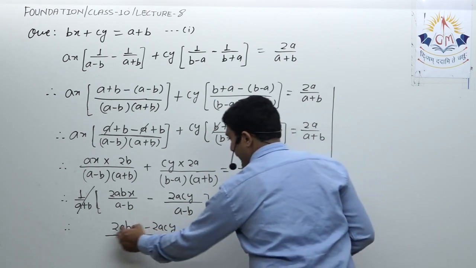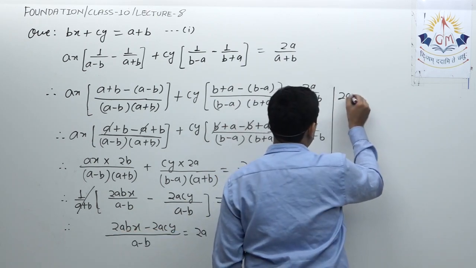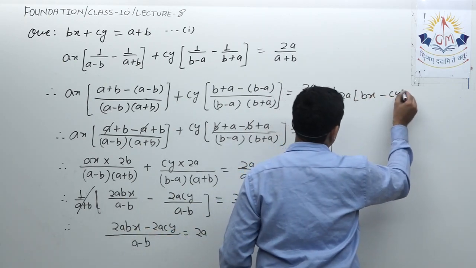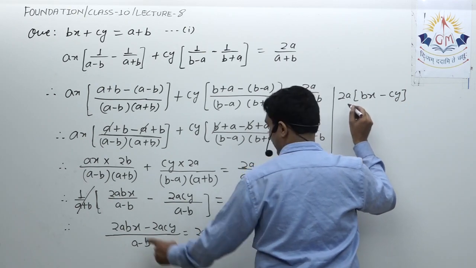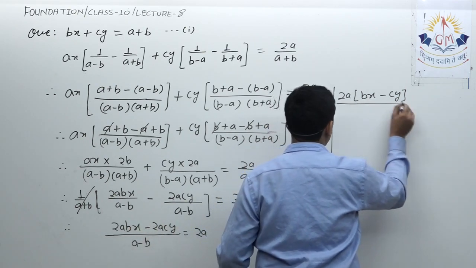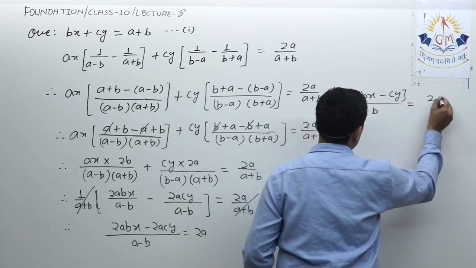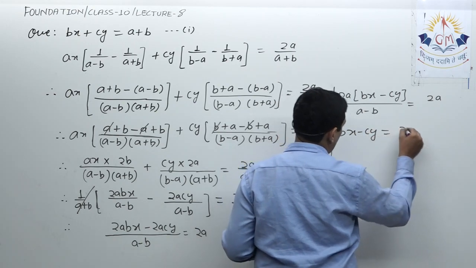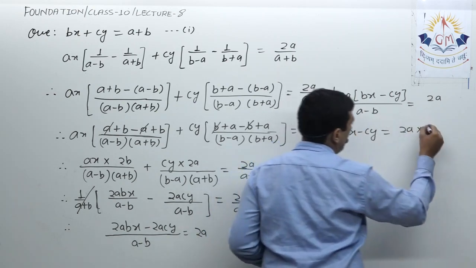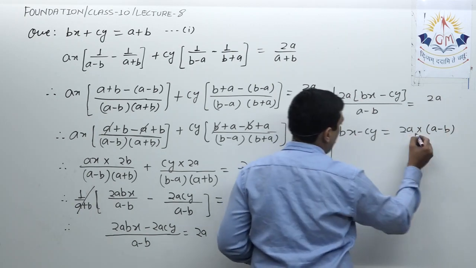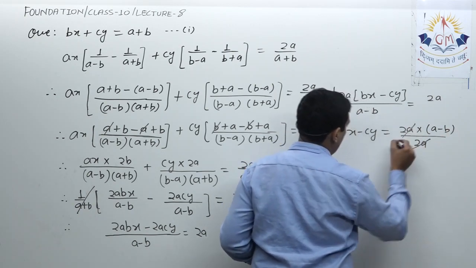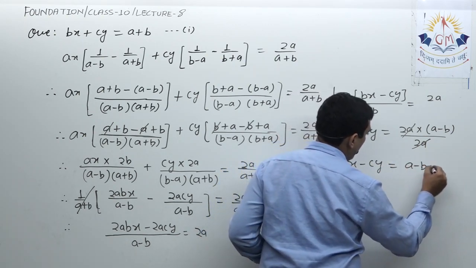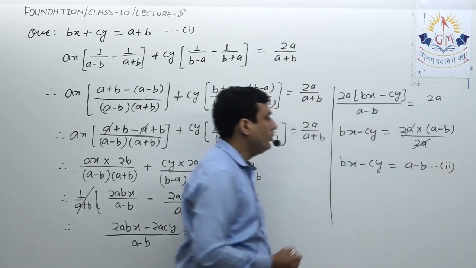Now again I can take 2a common from the numerator. If I take 2a common, what will I get? bx minus cy upon a minus b, so bx minus cy upon a minus b is equal to 2a. So now I will write bx minus cy is equal to 2a multiplied by this a minus b, and this 2a I can write in the denominator. So this will again cancel out. So ultimately I have bx minus cy is equal to a minus b. This is my equation number 2.